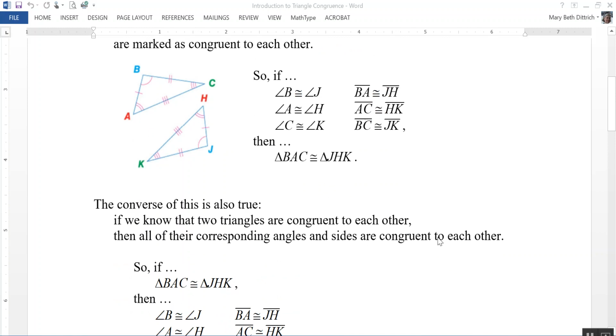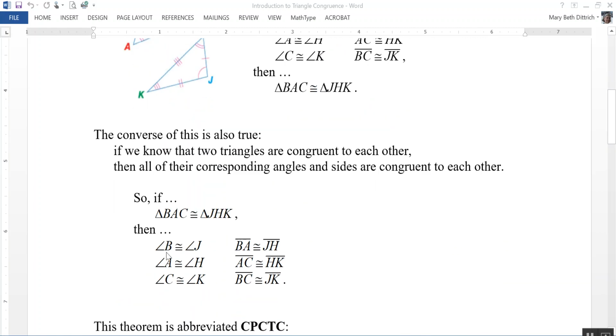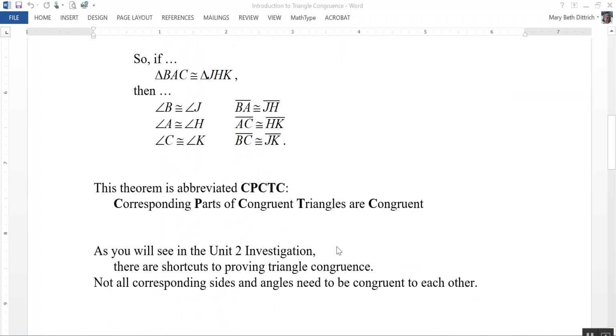The converse of this is also true. If we know that the two triangles are congruent to each other, then we know that all of their corresponding angles and sides are also congruent to each other. So, if triangle BAC is congruent to triangle JHK, then angle B is congruent to J, angle A is congruent to angle H, and so on with the rest of the angles and sides. You get the idea. This theorem is abbreviated CPCTC. That is, corresponding parts of congruent triangles are congruent.